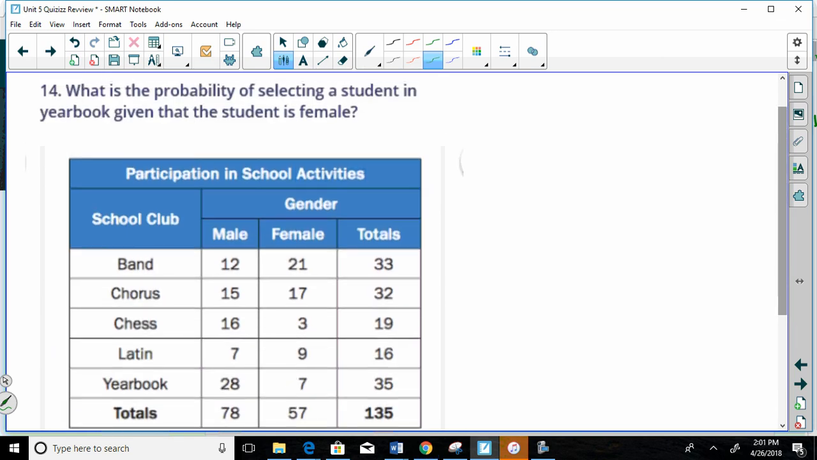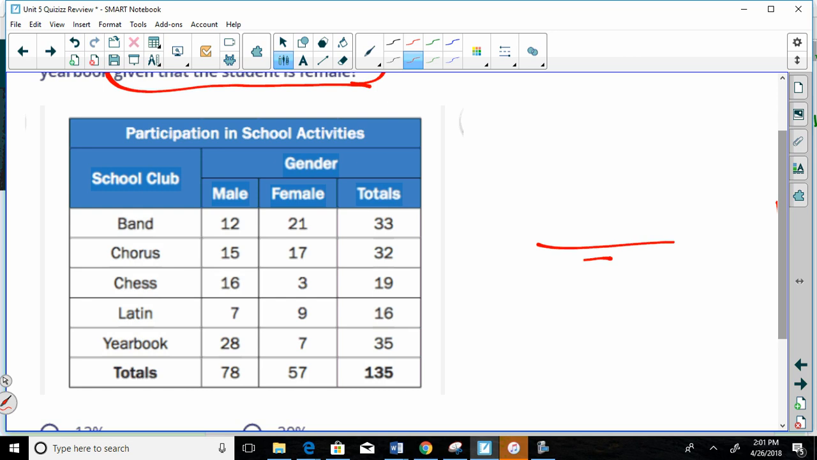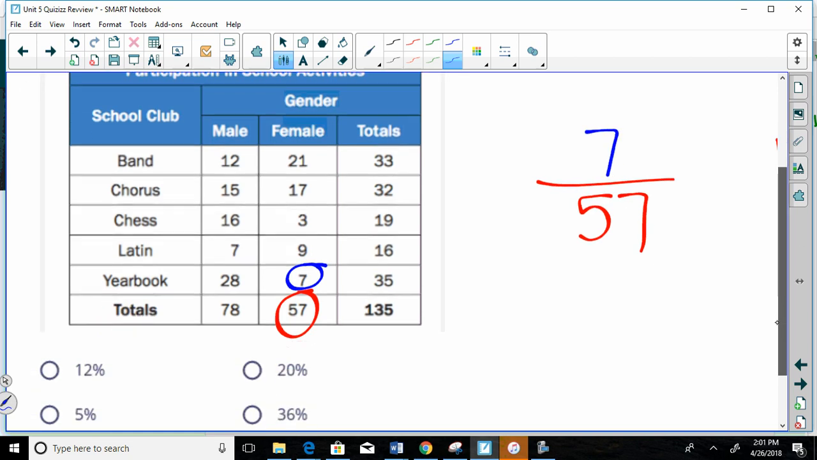What is the probability of selecting a student in a yearbook given that the student is female? So out of, or given, that would be my denominator. So how many students are female here? 57. That would be my denominator. Then how many are in yearbook? 7. So it would be 7 out of 57, but they want it as a percent.